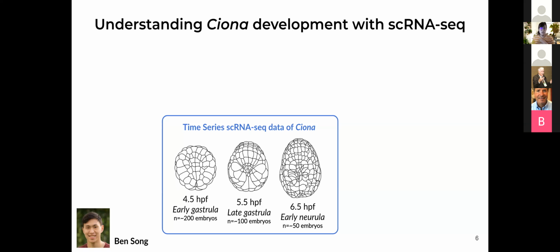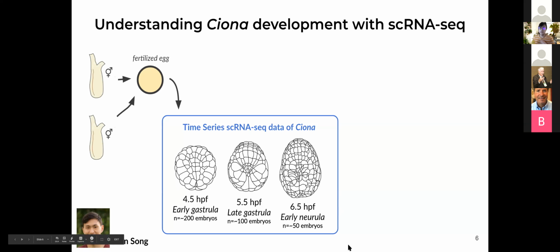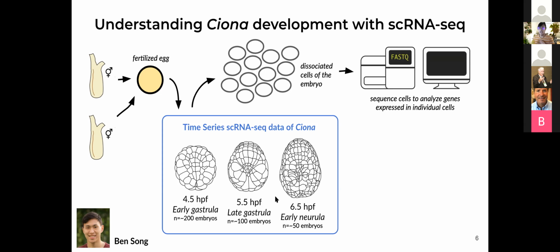So I collaborated with another grad student in the lab, Ben Song, to run these experiments to look at these three different time points. To sequence these time points of interest, Ben starts off by fertilizing Ciona embryos and then waiting until they're developed to the stage that we're interested in. After that, he can disassociate the embryos at the stage and then run them through the single-cell sequencing protocol.